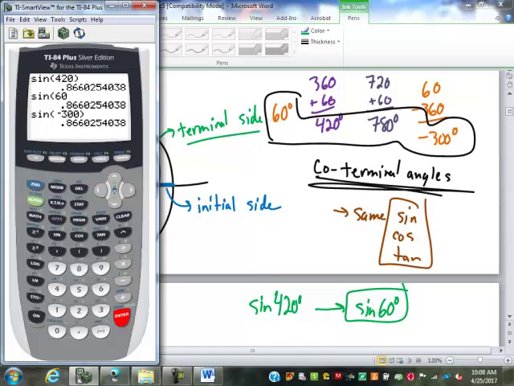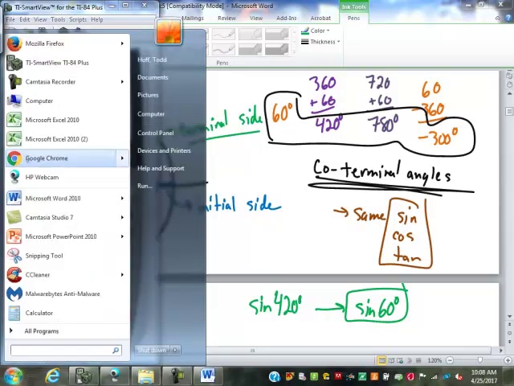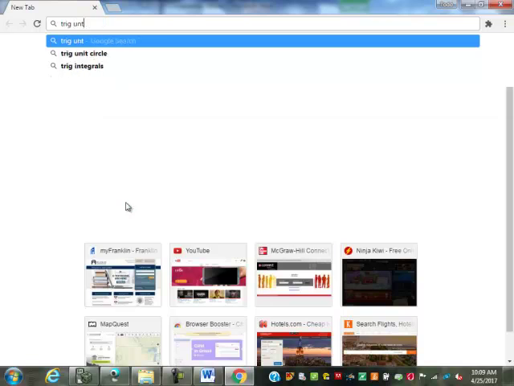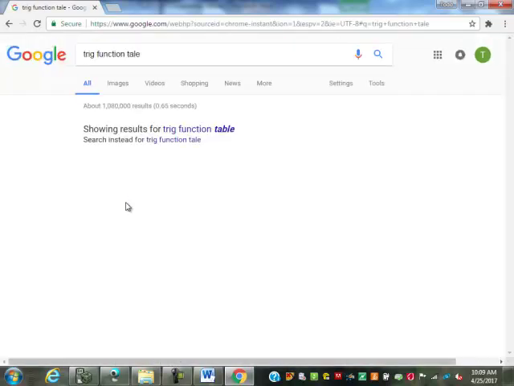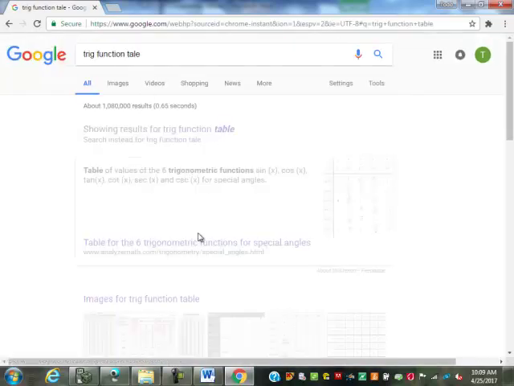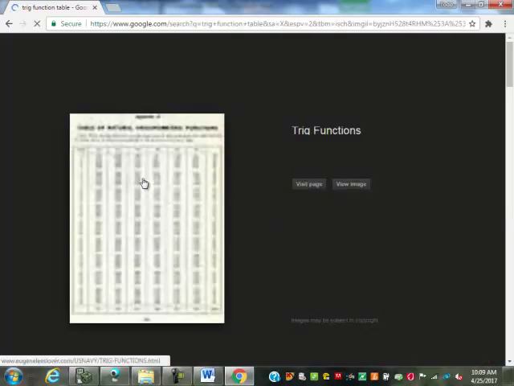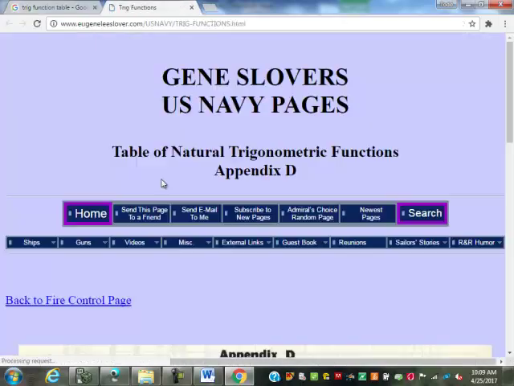Also, way before my time, before calculators did trig functions, you had to look them up in a table. Have I ever showed you one of those tables? No. Let's see if I can pull one up here. There we go. So here's a trig function table. Let's see if we can make it big enough to see.